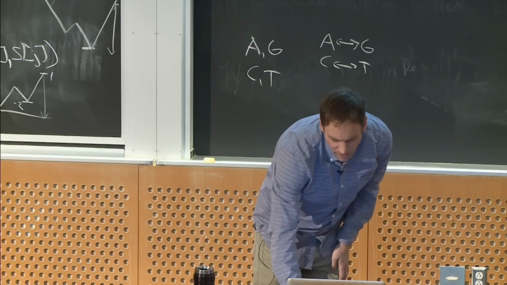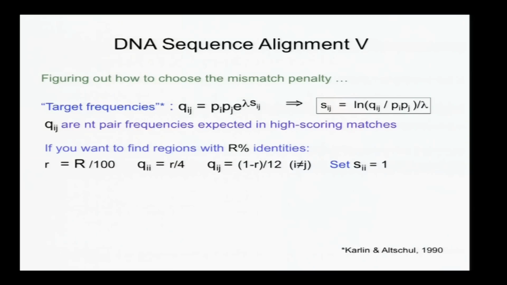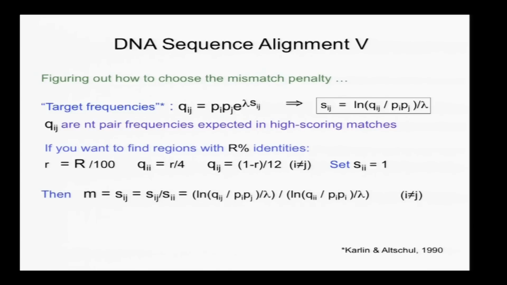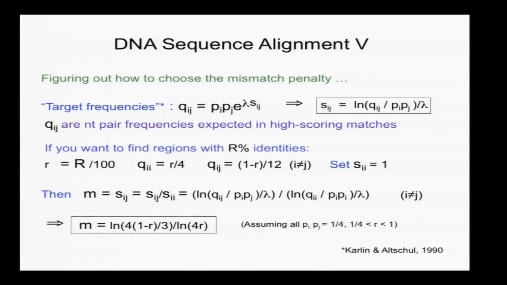So, for example, if you want to find regions with R percent identity, where little r is just R as a proportion, Qii is going to be r over 4. This assumes unbiased base composition, so a quarter of the matches are A, C, G, T. Qij then is (1 minus r) over 12. 1 minus r is the fraction of non-matching positions, and there are 12 different types. Set Sii equal to 1, which is what we normally do. Then you do a little bit of algebra. M is Sij, and you plug in this equation twice and you get this equation.